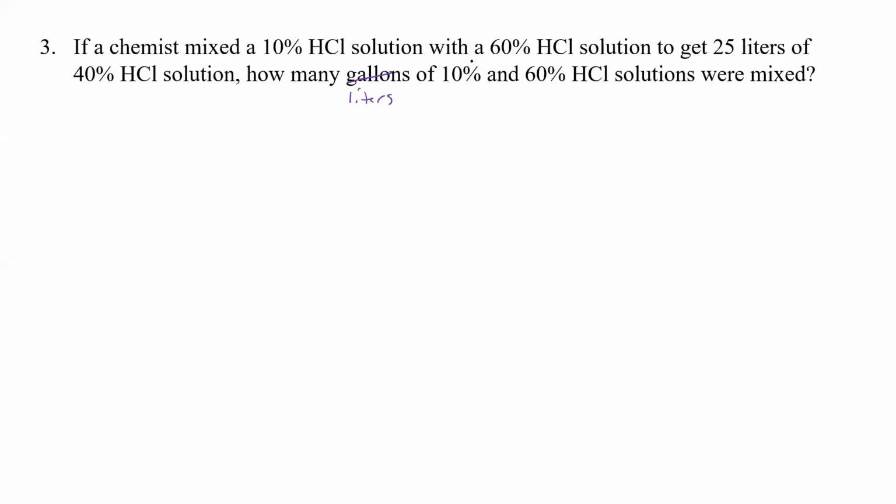All right. So what do we need to have here? Let's say let X equal the 10% HCl, and let's let Y equal the 60% HCl. Okay. Well, then what do we know? And these are in liters, again, because we decided not to do gallons. All right, so if we take X plus Y, we should get 25, because it says we add those two together, we get a total of 25 liters.